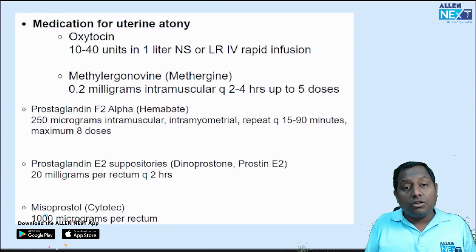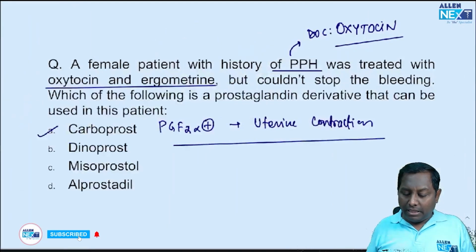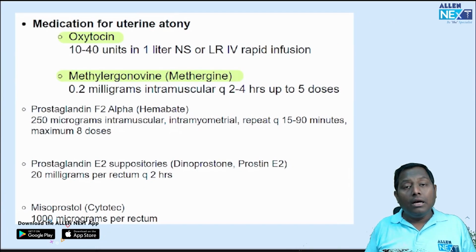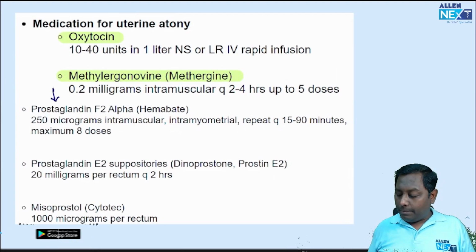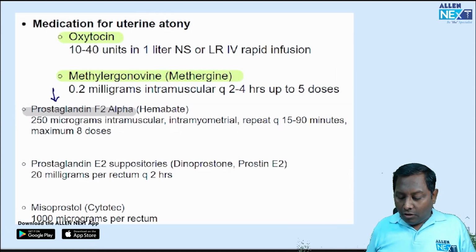So with the doses, oxytocin 10 to 40 units, and methylergonovine or methergine, that's the same thing that they have mentioned as well. Ergometrine, that's the same thing, a derivative of it. If it is not responsive, then we will go ahead with the next line. So that is going to be a PGF2 alpha analog. See, carboprost is a PGF2 alpha analog. Later on, we can use dinoprostone.